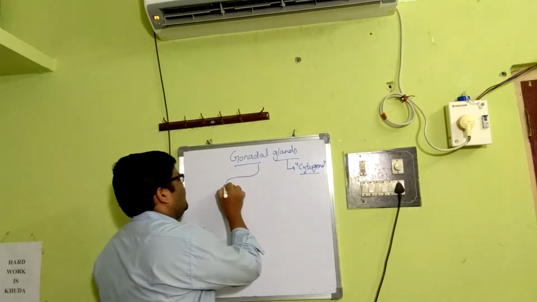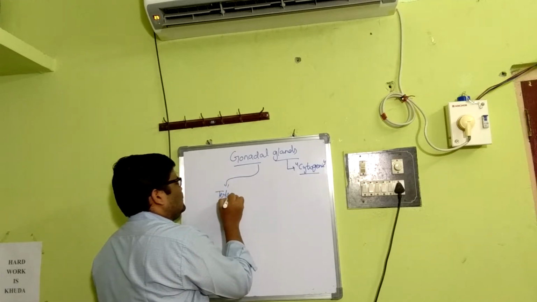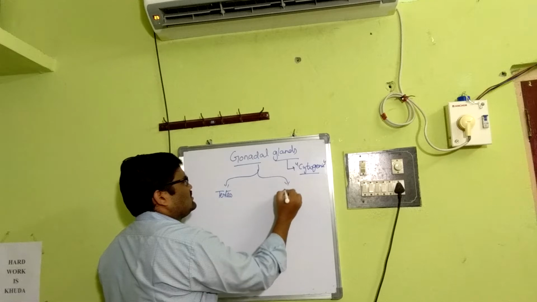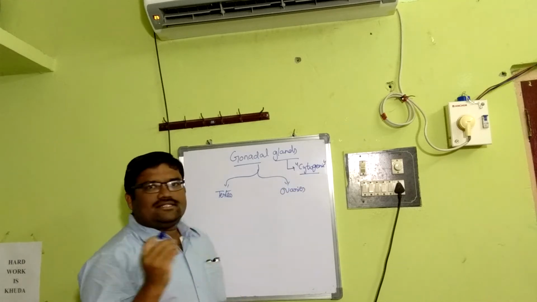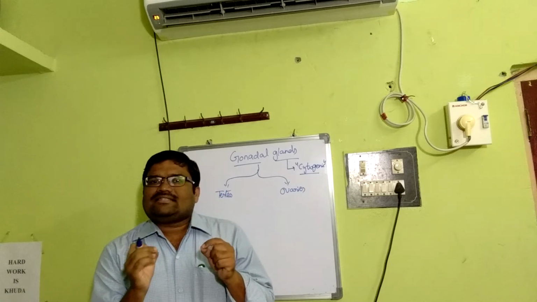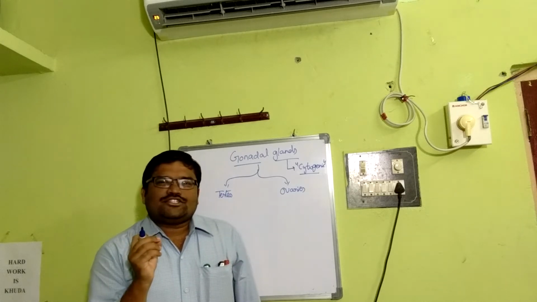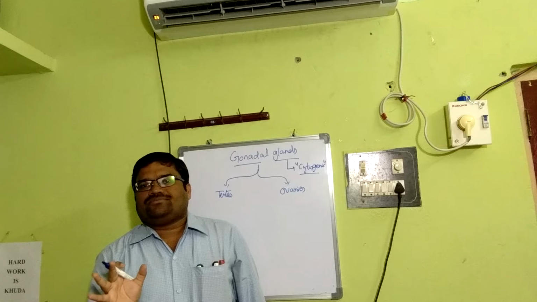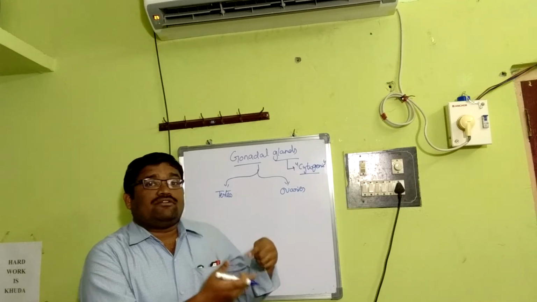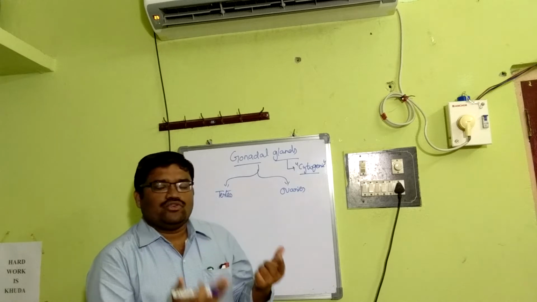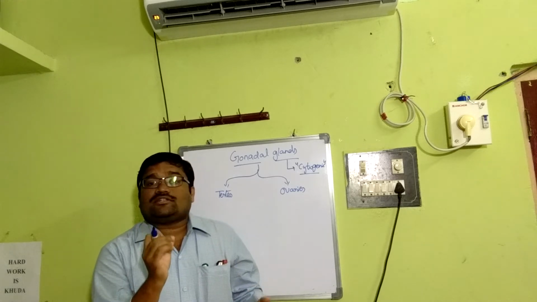In case of males, they are considered as testes. In case of females, they are ovaries. In testis, there are certain cells called Leydig cells, particularly interstitial cells of Leydig. They secrete testosterone. In previous classes we have discussed different pituitary gland hormones.